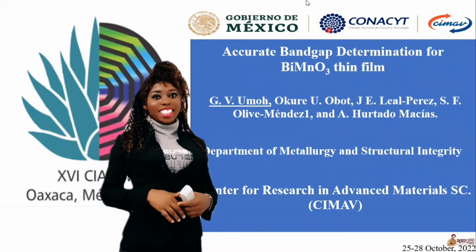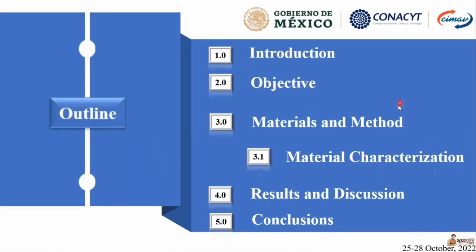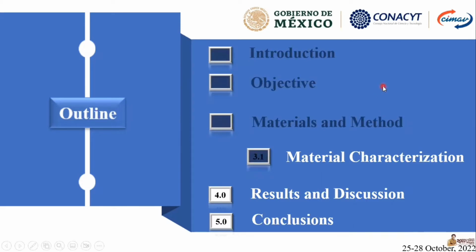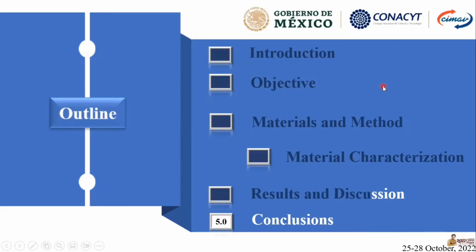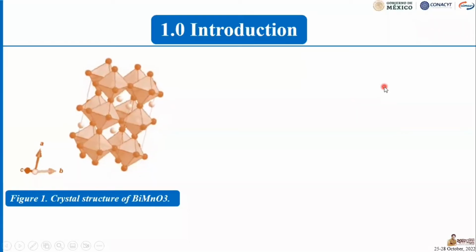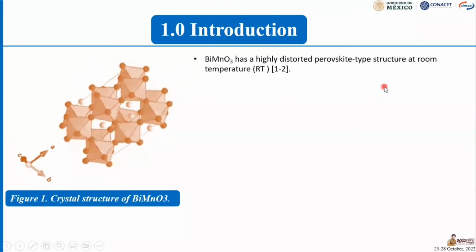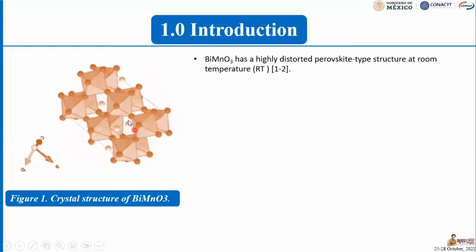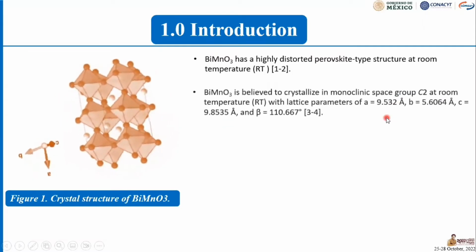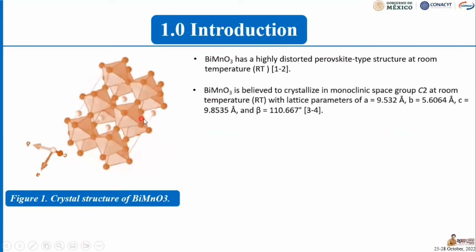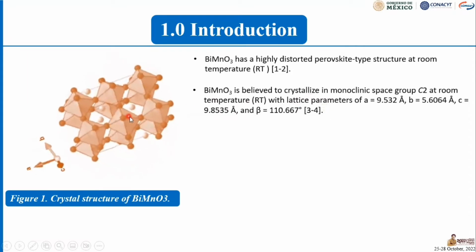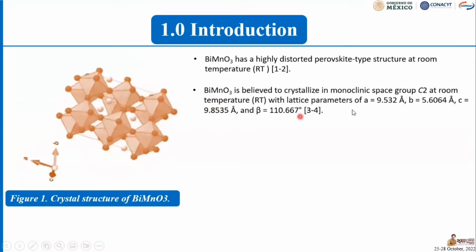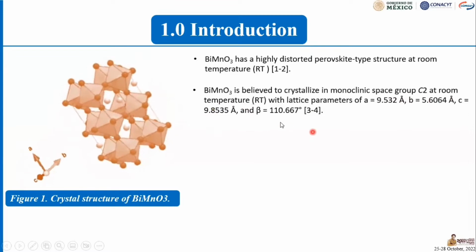So let's get started. The outline of this presentation is as follows. We have the introduction, the objective, materials and method, material characterization, results and discussions, and finally the conclusion. Introduction. Bismuth manganese oxide has a highly distorted perovskite structure at room temperature. It is also believed to crystallize in the monoclinic space group C2 at room temperature, with the lattice parameters as mentioned.